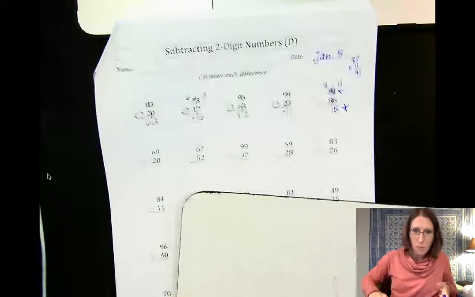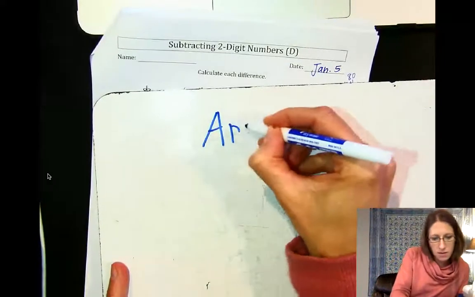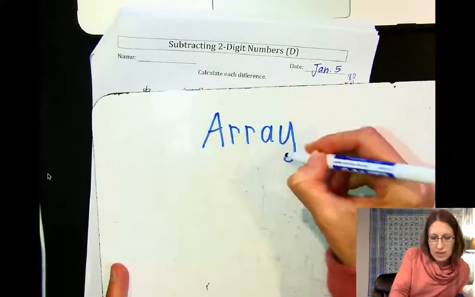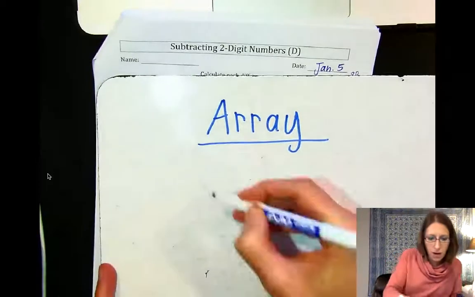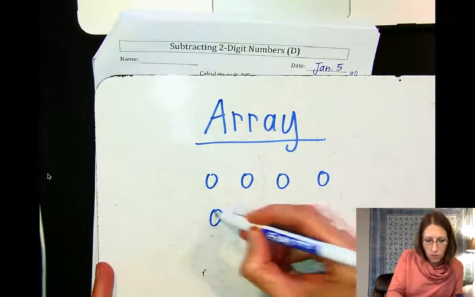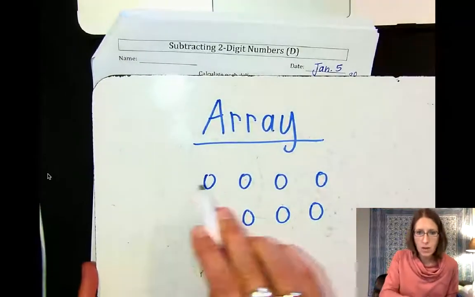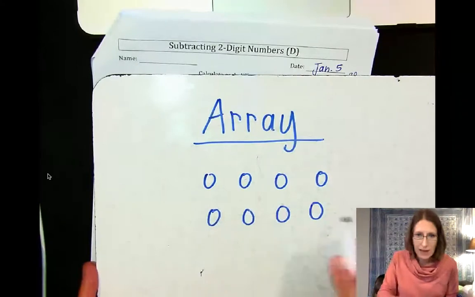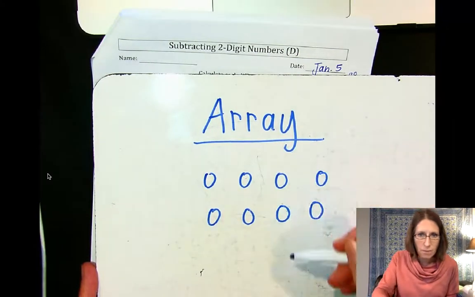Because when we have an array, this is sort of a fancy word for when we have things that are lined up in rows and columns. In other words, rows go side to side, horizontal, and then columns go up and down.